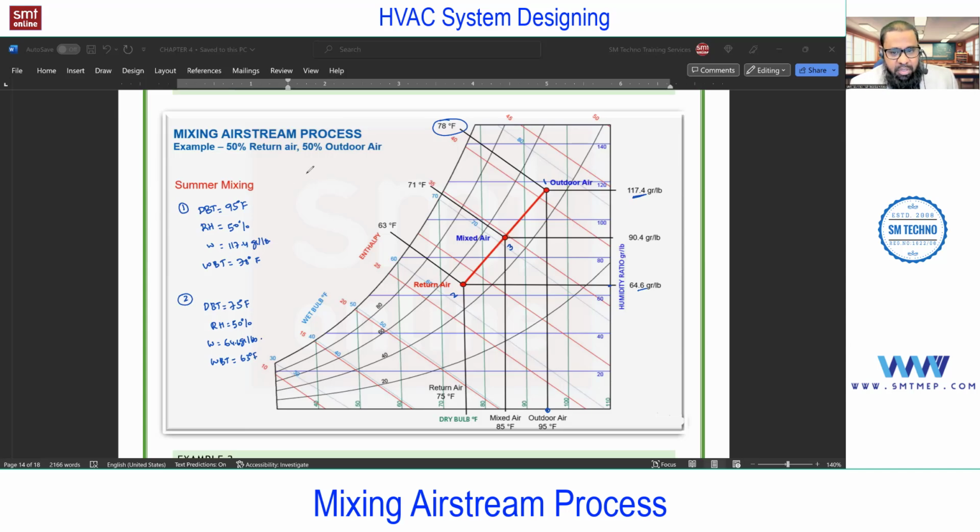So I'll get the mixed air condition first. Dry bulb temperature. Does the dry bulb temperature increase or decrease? Compared to return air, it is increasing. Compared to fresh air, it is decreasing.